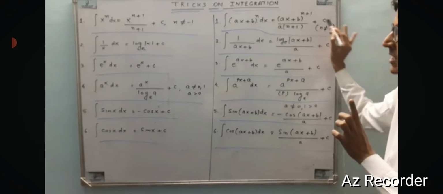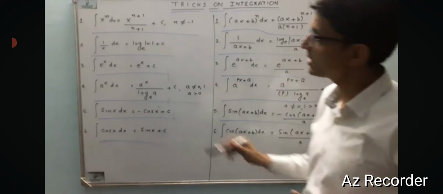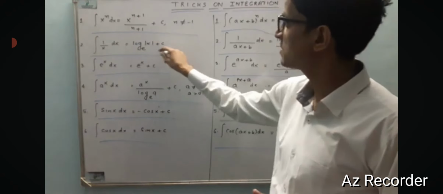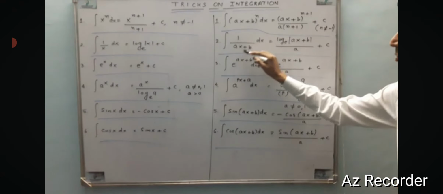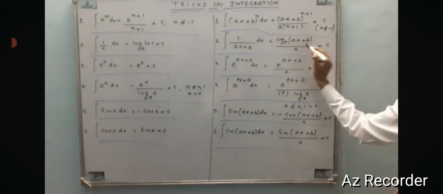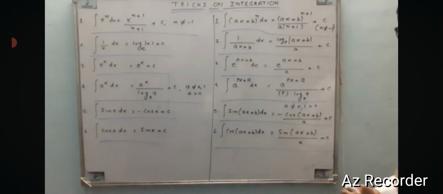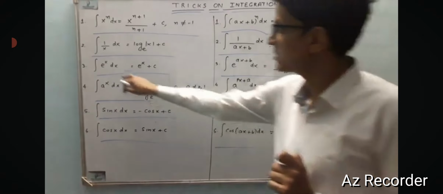Second trick, we know integral of 1 by x dx is log mod x plus c. So if we have 1 upon ax plus b dx, it will remain the same. Just divide the expression by the coefficient of x. Integral of e raised to power x dx is e raised to power x plus c.